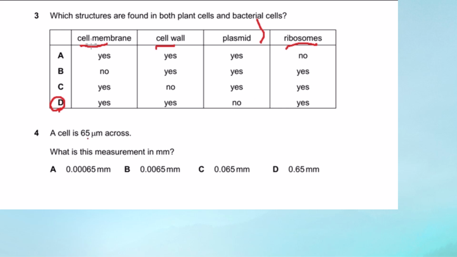And then we're told a cell here is 60 micrometers. How much is that in millimeters? That will be our C, because there's 1,000 between them.